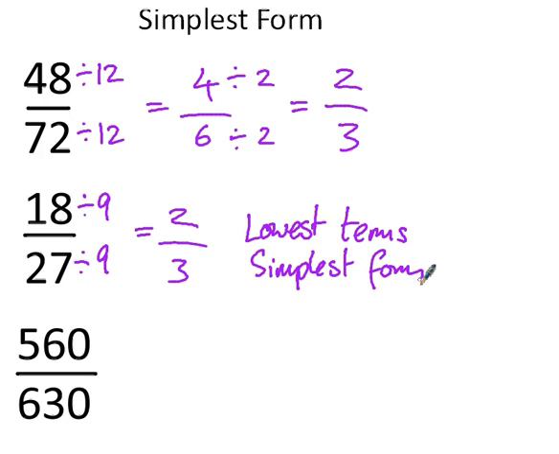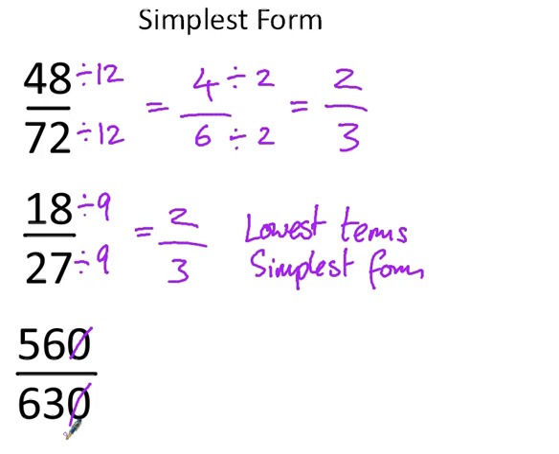Now, this is something that you can do quite quickly when numbers are multiples of 10, like 560 and 630. Well, 10 is going to be a factor of both of them. If they both end in 0, it means they're a multiple of 10. In other words, 10 is a factor. So dividing both of them by 10, I'm going to get 56 and 63. So immediately, I've simplified that down to 56 over 63.